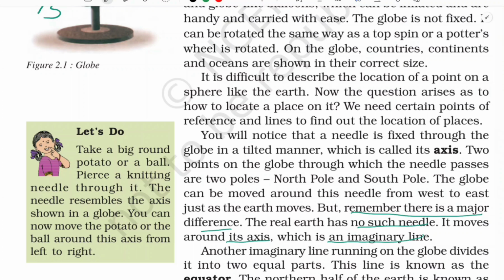It has been made for our convenience, so that we can use it as a reference to locate a place, especially to locate a place as well as to locate times and seasons as well. Okay, so just like that.